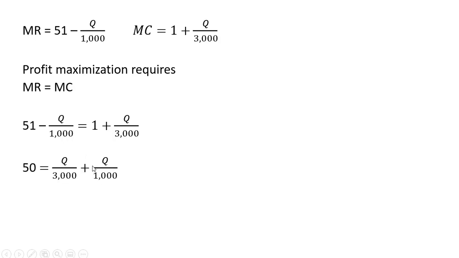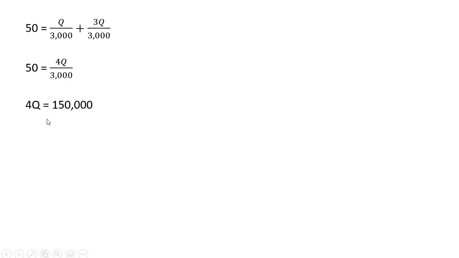Subtracting 1 from both sides and then moving this minus Q over 1,000 to the right-hand side. Getting a common denominator here. Just rewriting that last result. Multiplying through by 3,000 and dividing through by 4. The firm will produce almost 40,000 units of output, 37,500.